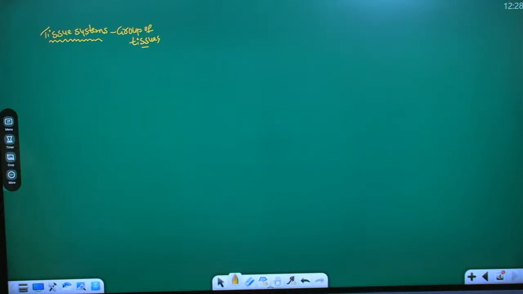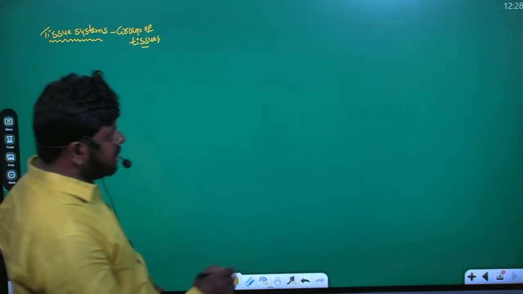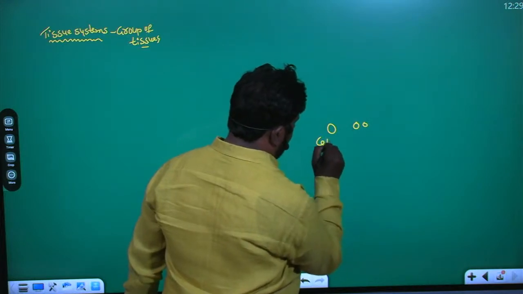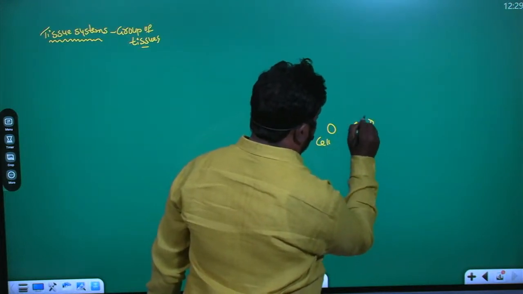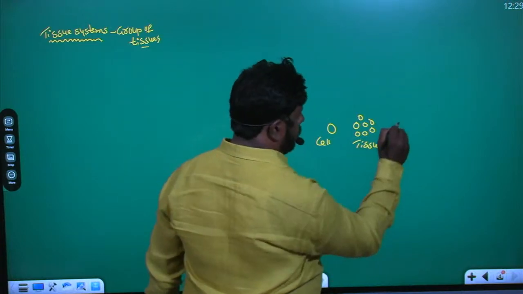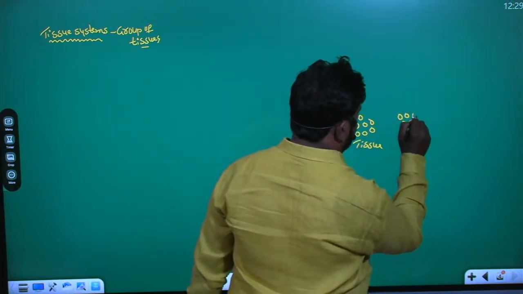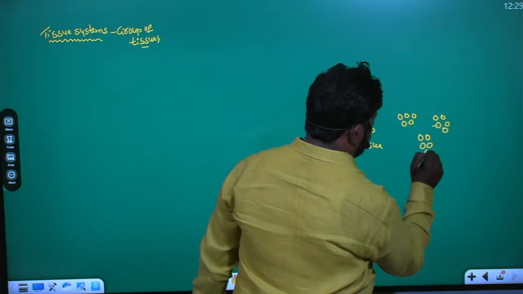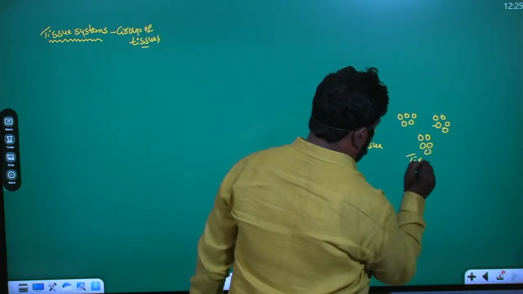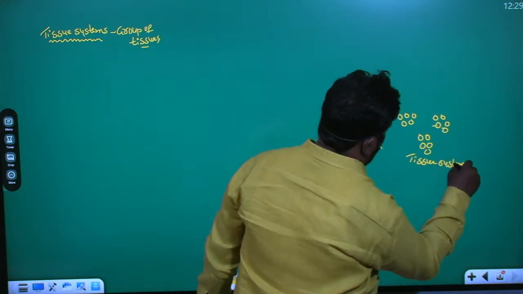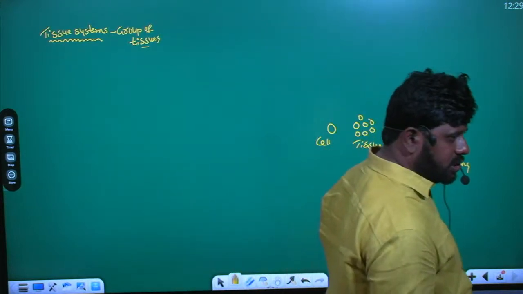Okay, so tissue system means a group of tissues. See, this is a single cell, this is a single cell, and these are a group of cells. A group of cells is called a tissue. See, this is one tissue, this is one tissue, this is one tissue. This group of tissues is called what? Tissue system. This group of tissues is called a tissue system.